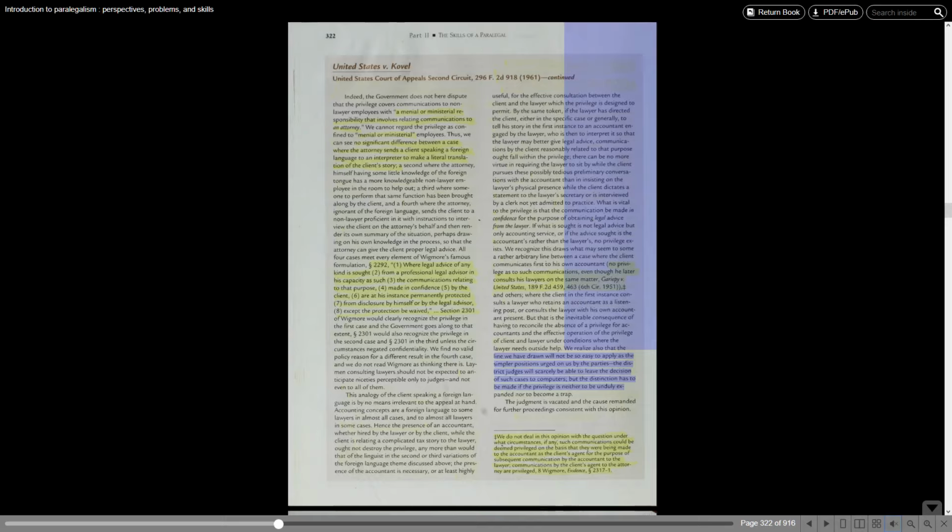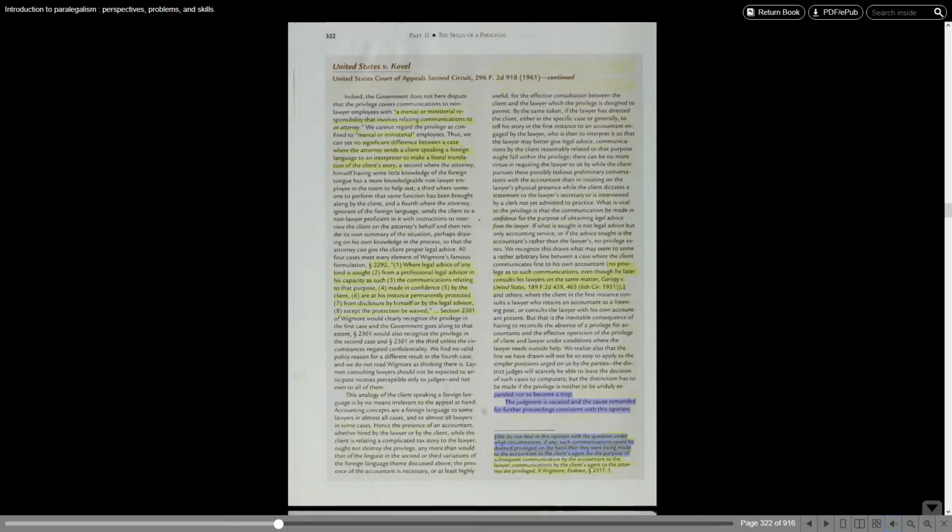The district judges will scarcely be able to leave the decision of such cases to computers. But the distinction has to be made if the privilege is neither to be unduly expanded nor to become a trap. The judgment is vacated, and the cause remanded for further proceedings.